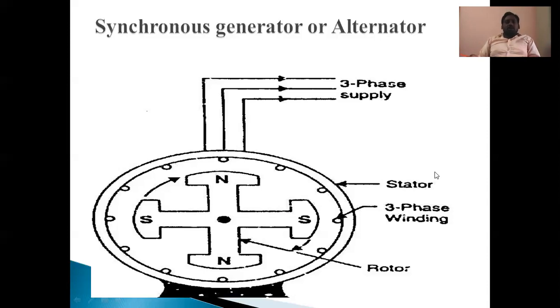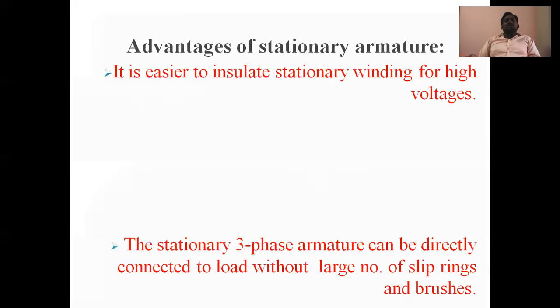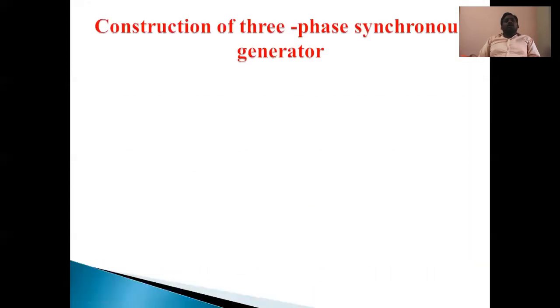Now we will go for the constructional details of the three-phase synchronous generator. A three-phase synchronous generator is always a rotating field type or stationary armature type synchronous generator. Why? Because that type of synchronous generator can be used in our generating stations to generate high power or high voltage. That's why the construction of the three-phase synchronous machine is the rotating field type or stationary armature type.